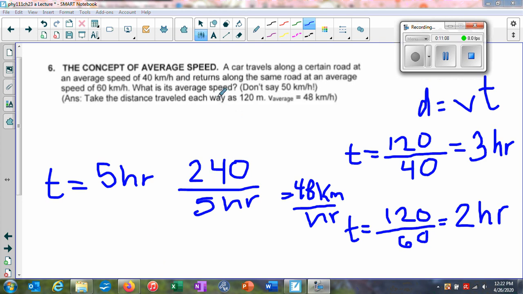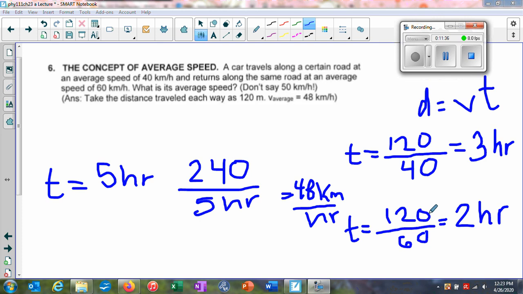Don't just look at the two speeds and average them. We're gonna get a little more sciencey. We know that distance is equal to velocity times time, so let's solve for the time there. We're just going to say the road is 120 kilometers. So I drove 120 kilometers at 40 kilometers per hour. It took me 3 hours to get there.